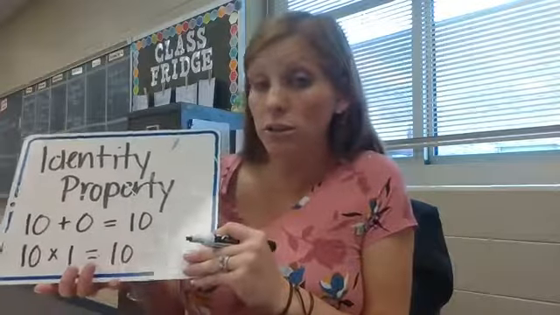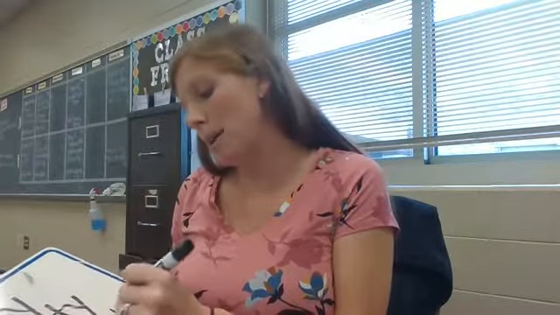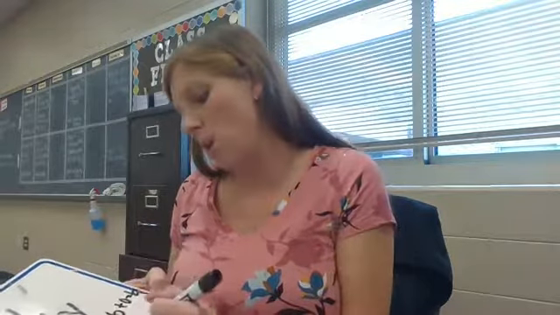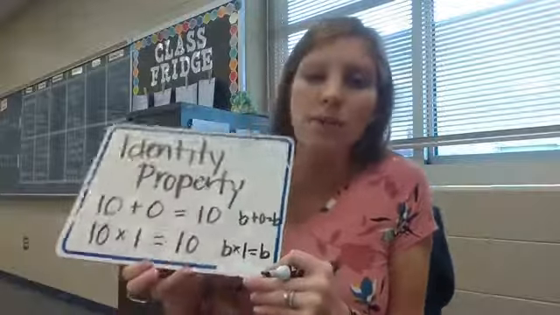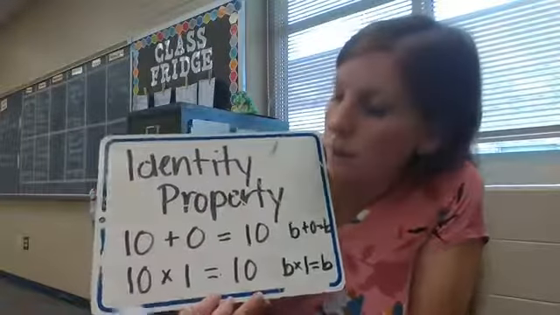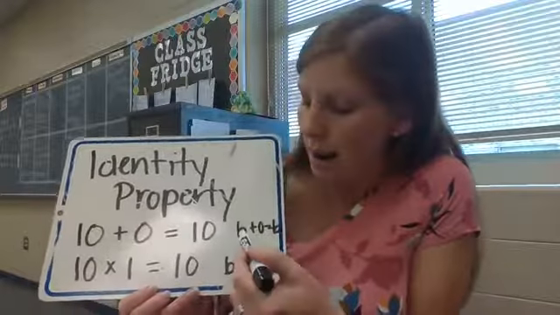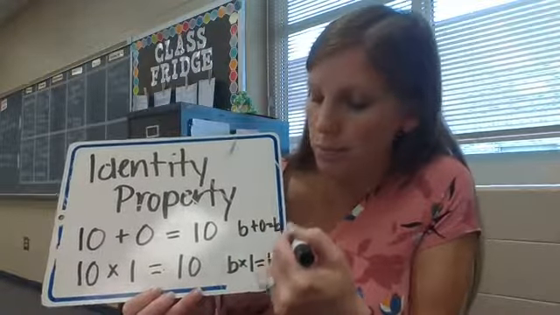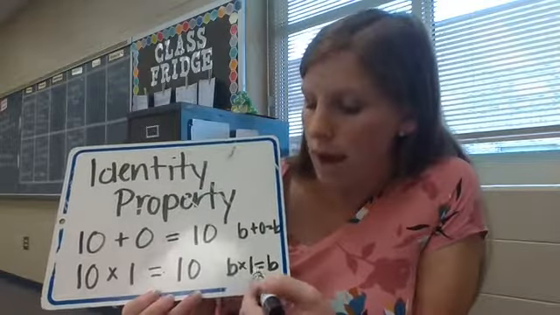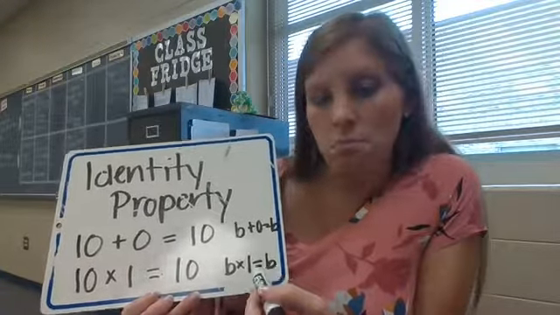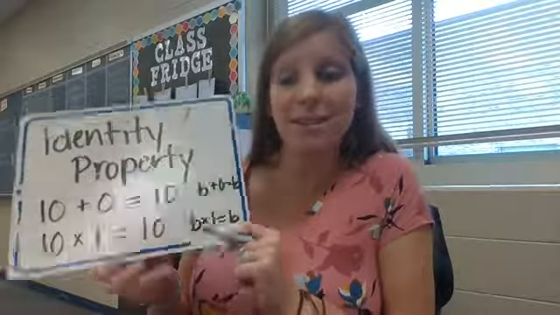This can also be true of variables. We could use a variable instead. We could say, for example, b plus 0 is equal to b, or b times 1 is equal to b. Any of these properties can be shown using numbers or variables or a mixture of them both. So with the identity property, it looks like b plus 0 is still b. B stayed the same even though we added 0. B times 1 was equal to b. B stayed the same. Its identity did not change. So that's the identity property.